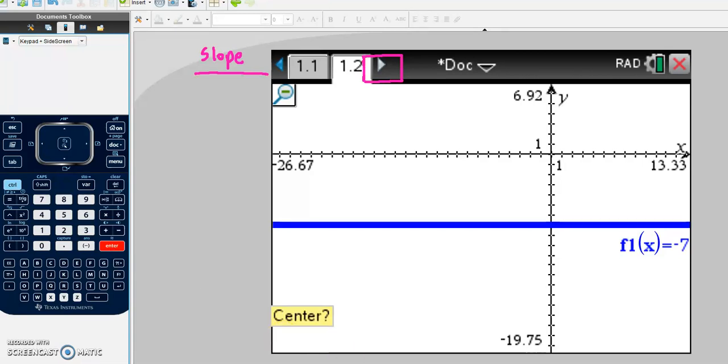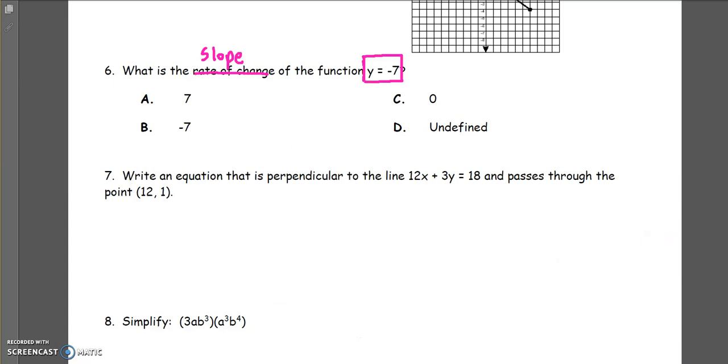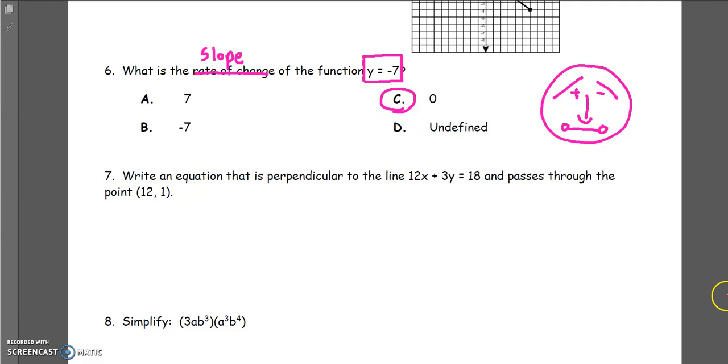So do we recall what the slope for a horizontal line is? And if we don't remember, we can always draw our slope guy. Remember, this is a positive slope. This is a negative slope. A vertical line has an undefined slope, and a horizontal line has a slope of 0. So that means C is going to be the correct answer.